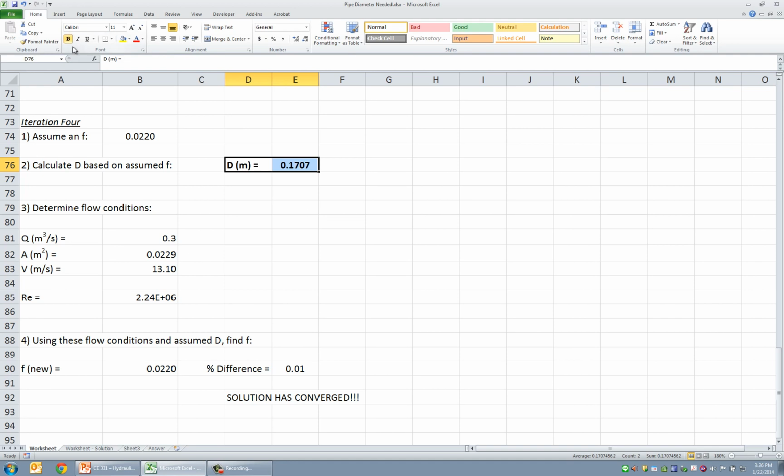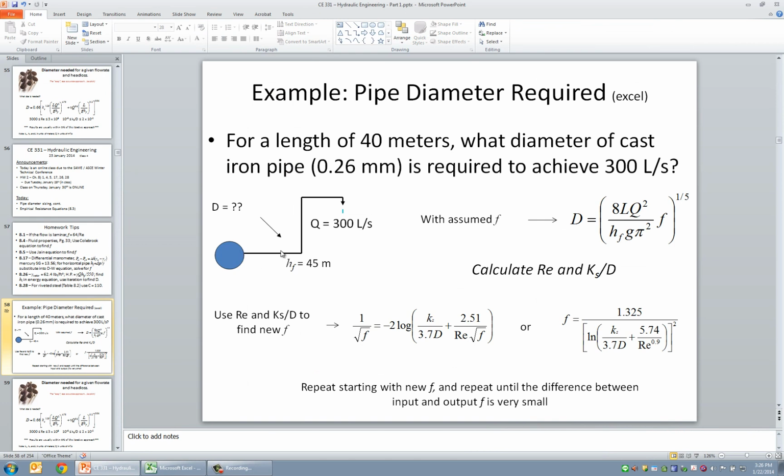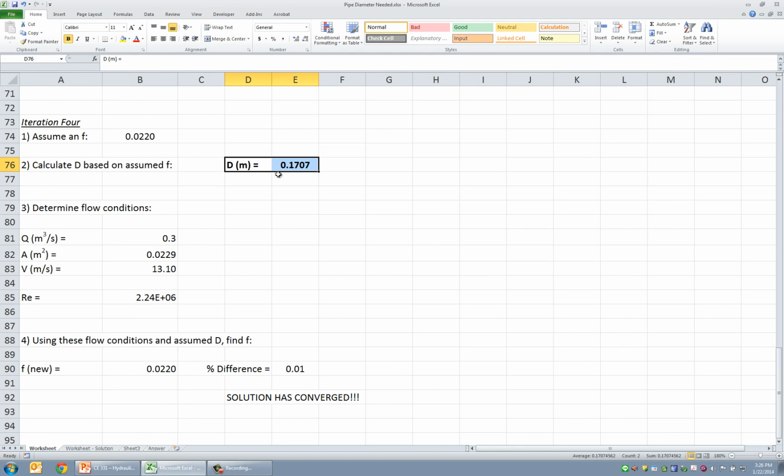This is the answer to our question: how big should the pipe be in order for the flow to go through this 40-meter pipe length with the head loss available at driving force of 45 meters. It should be a diameter of 0.1707 meters. I don't know that they make pipe exactly that size, so we'd probably want to step it up. We'd want to go to the next biggest pipe diameter that is available. Maybe they have a 0.2 meter diameter pipe, maybe 0.25 if they're working in certain increments, but you want it to be a little bit bigger than needed rather than too small.